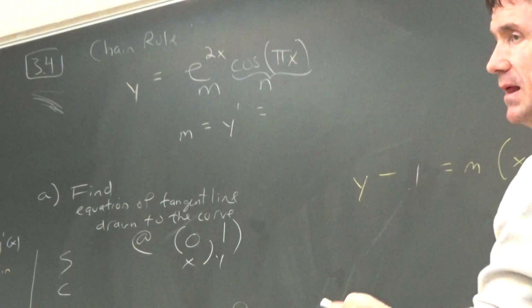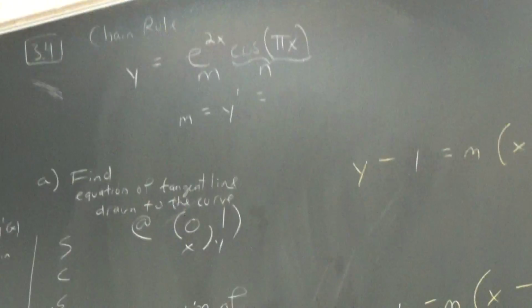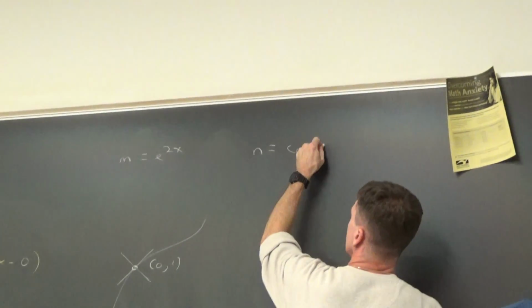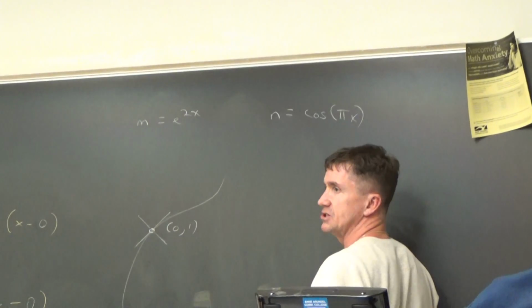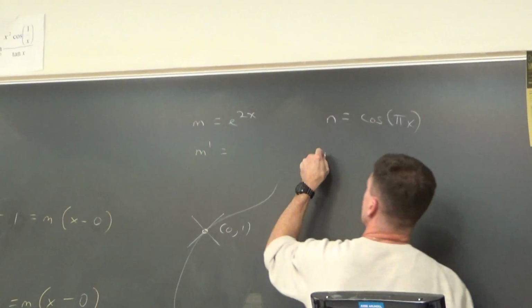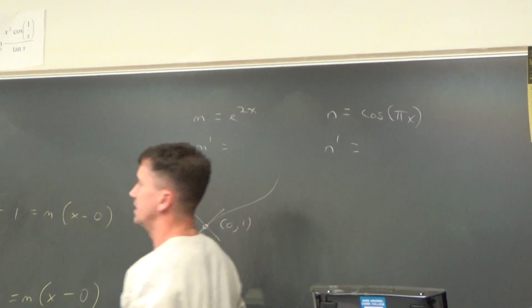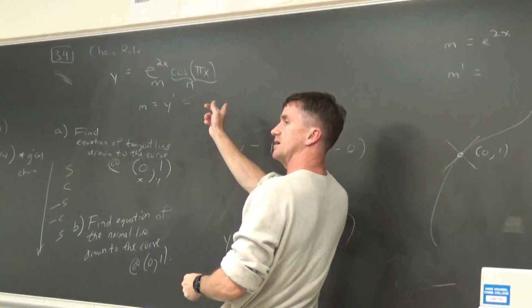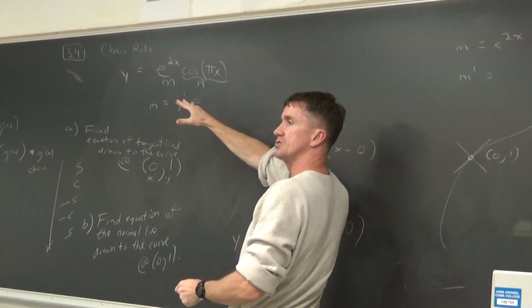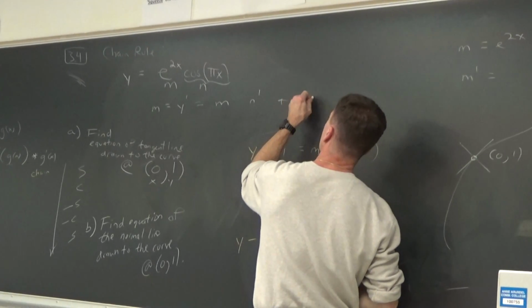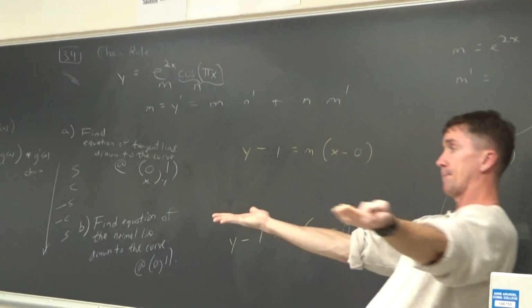Some of you may like to go off to the side of your paper and say, my M is e to the 2x, and my N is cosine of pi x. Because you know you can do product rule. And what's M prime? Go ahead and read the product rule to me. First times derivative of the second plus second times derivative of the first, true? It's M times N prime plus N times M prime, true?